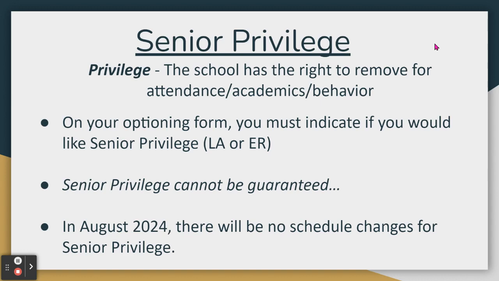On a student's optioning form, they must indicate if they would like late arrival or early release. That must happen this spring so we are able to try to work senior privilege into your schedule. Senior privilege cannot be guaranteed. In August of 2024, there will be no schedule changes for senior privilege.